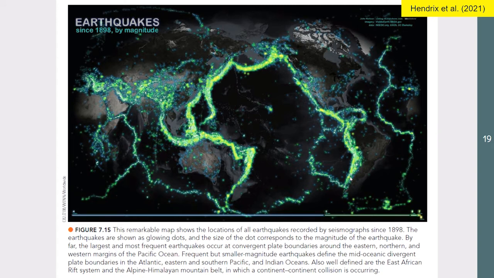found. Okay, so by far the largest and most frequent earthquakes occur at the convergent plate boundaries around the eastern, northern, and western margins of the Pacific Ocean. Okay?